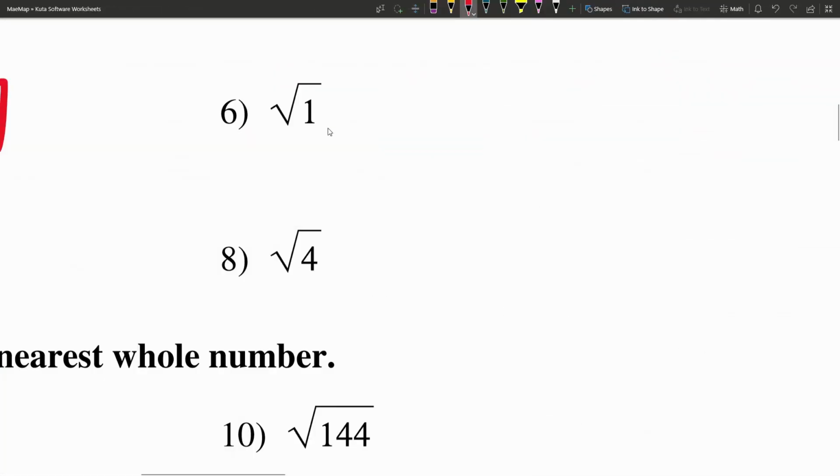Moving on to number 6, we have the square root of 1. What squared equals 1? Well, that's 1 squared. So the square root of 1 is 1. That's because 1 can be rewritten as 1 times 1 or 1 squared.